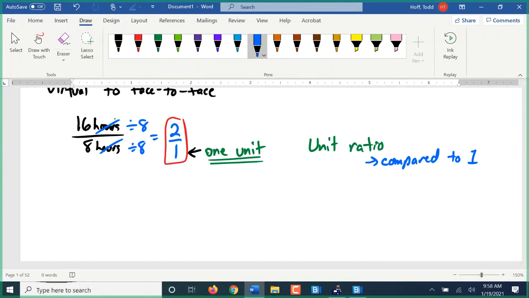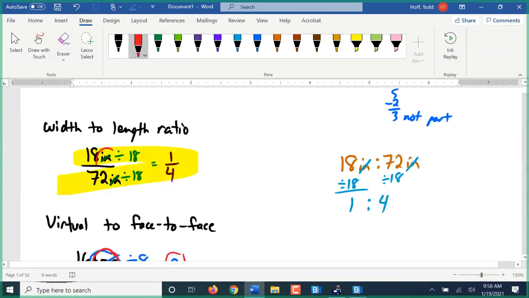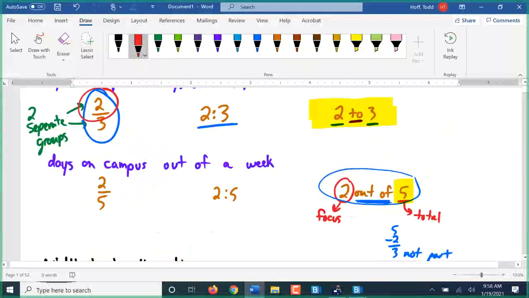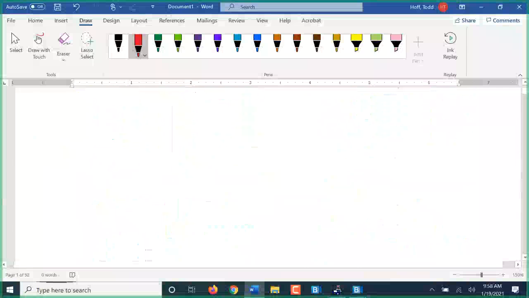You'll also notice in all of the ratios we have done so far, the units, the labels have been the same. This compared hours to hours. This compared inches to inches. This compared days to days. The units were the same in both numbers. That is a requirement of a ratio, as it must compare 2 numbers with the same units.